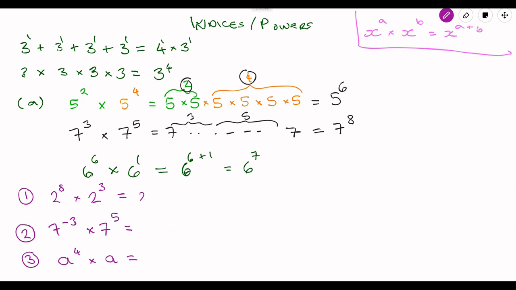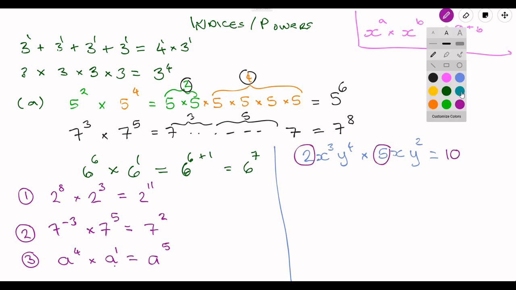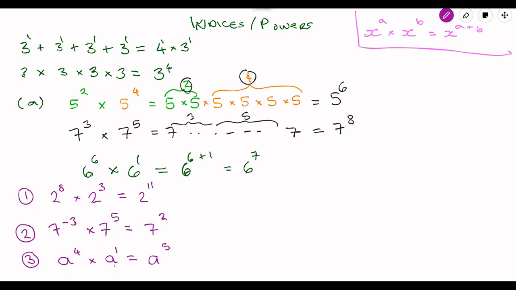So let's just add these together. 8 plus 3, that's 11. Even though there's a negative here, I know we haven't covered what a negative power actually means, but the rule is still the same. Minus 3 plus 5, so that's going to be 2. And then I'm going to put a little 1 there so that this becomes a to the power of 5.